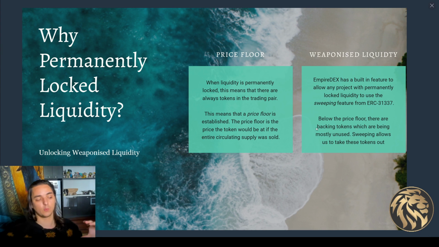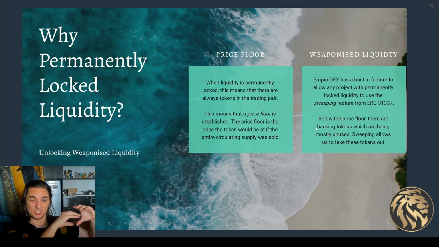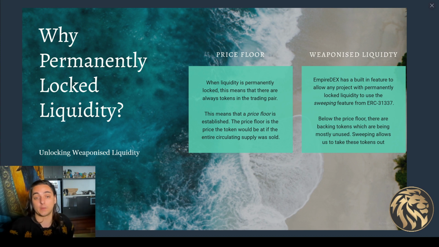Basically, below the price floor, you've got these tokens that just cannot be accessed. No one can really sell to get them. They're just not doing too much. What sweeping does is it takes those tokens out and you can use them for literally whatever you want. They're just free backing tokens to utilize as makes sense for the project. We call this weaponized liquidity, where we're weaponizing our liquidity. We're not just letting it do nothing for us. We're using it to work for us and derive value.